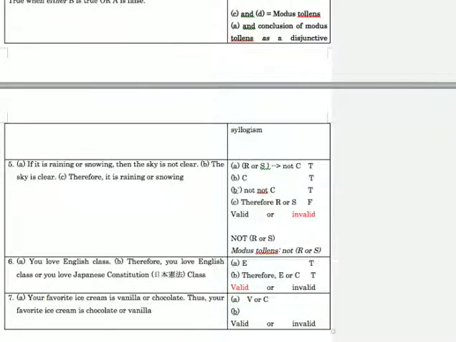So vanilla or chocolate. Thus, chocolate or vanilla. So we can all see the answer is that this is valid. If we want to show that it's valid, we can do that. All right. So in order to show that it's valid, I want to try to show you something else.